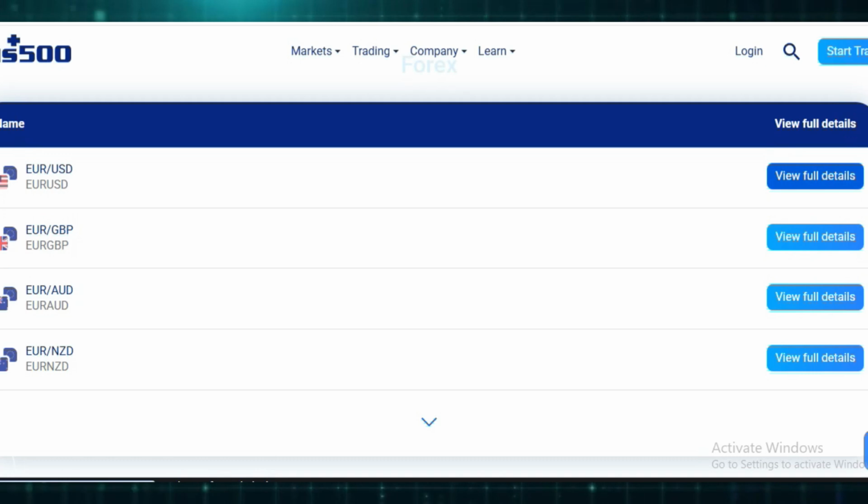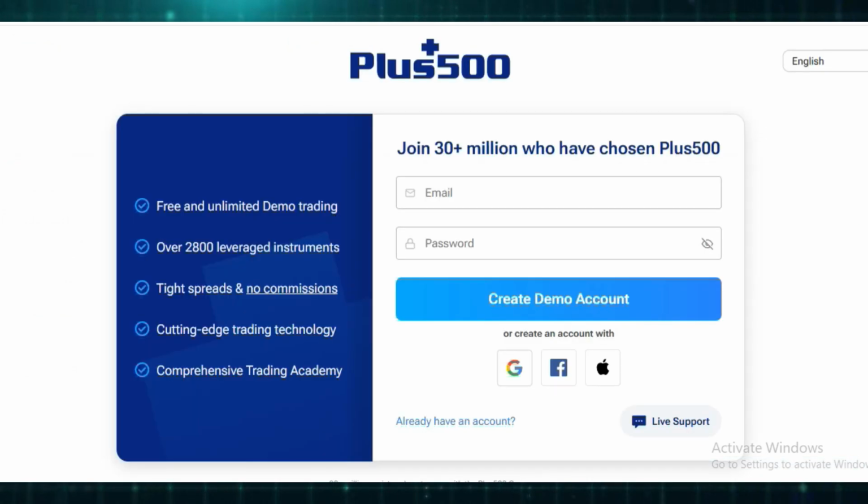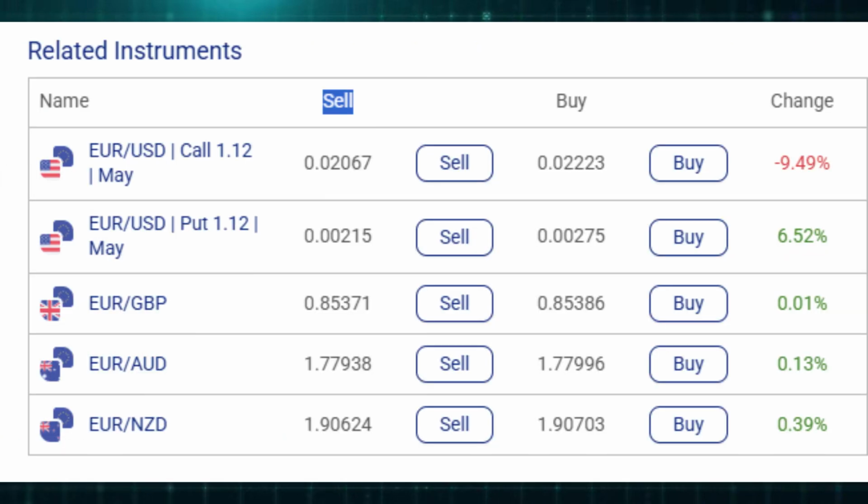To open a trade, you select the Forex pair you're interested in. You then decide whether you believe the base currency will rise or fall against the quote currency. If you expect the base to increase in value, you open a buy or long position. If you think it will decrease, you open a sell or short position.